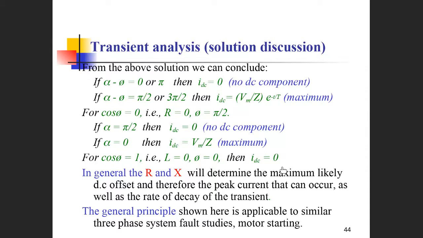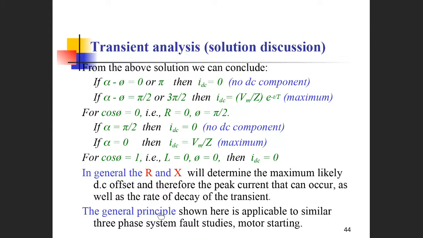Okay. So if R is 0, I is 0. In general, R and X will determine the maximum likely DC offset, and therefore the peak current that can occur, as well as the rate of decay of the transient. The rate of decay of the transient depends on the time constant.